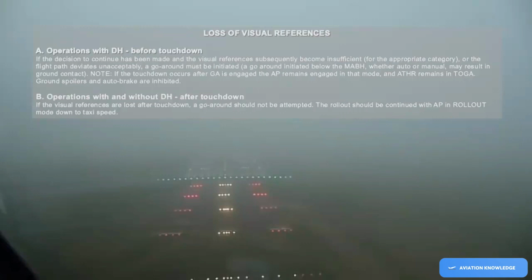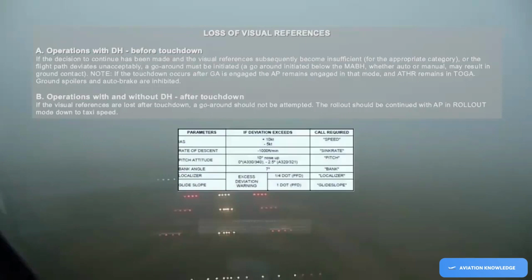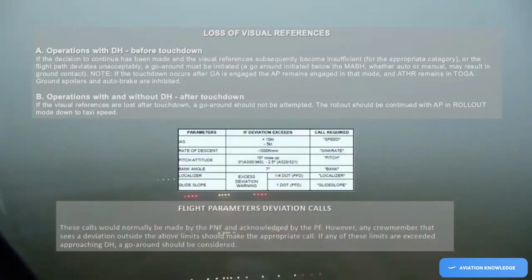After touchdown, if the visual references are lost, a go-around should not be attempted. The rollout should be continued in rollout mode down to taxi speed. Flight parameters deviation calls. These calls would normally be made by the pilot non-flying and acknowledged by the pilot flying. However, any crew member that sees a deviation outside the above limits should make the appropriate call. If any of these limits are exceeded approaching decision height, a go-around should be considered.